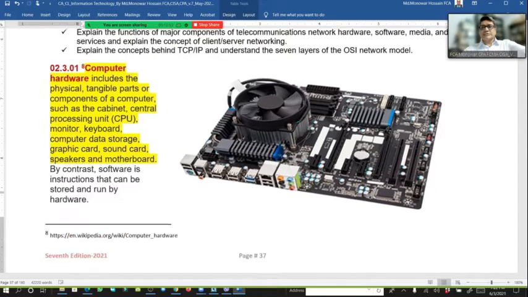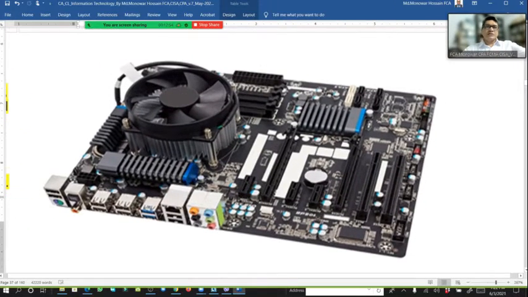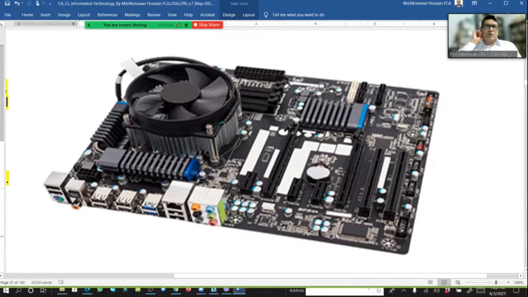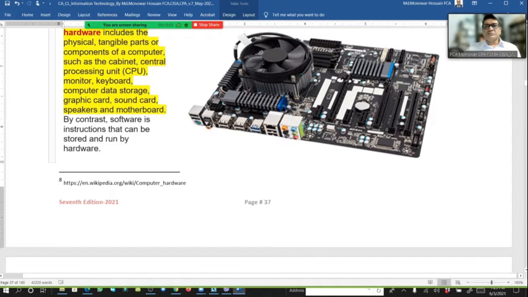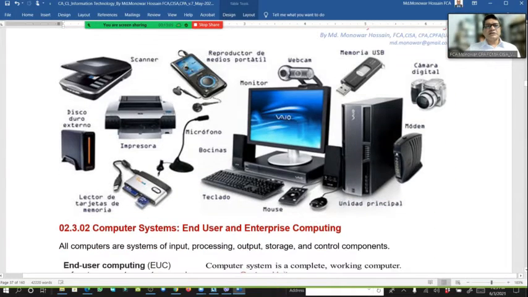So we can see here the parts of hardware: motherboard, CPU, etc. The graphics card is also hardware. We can say here monitor, keyboard, and a scanner are all hardware.